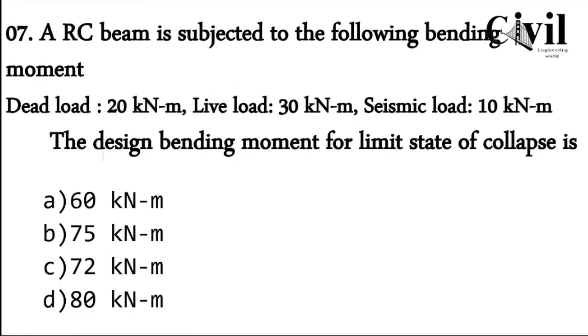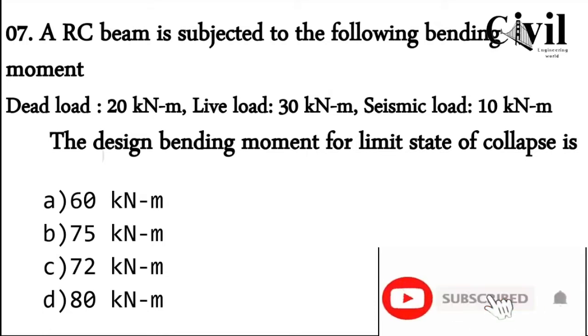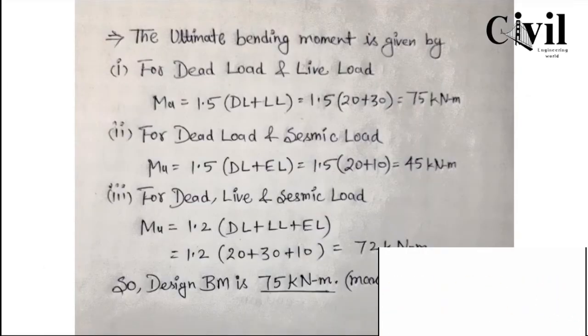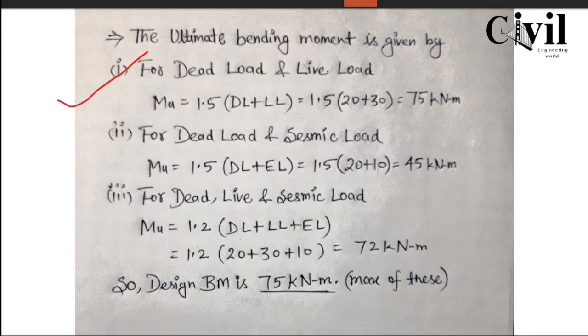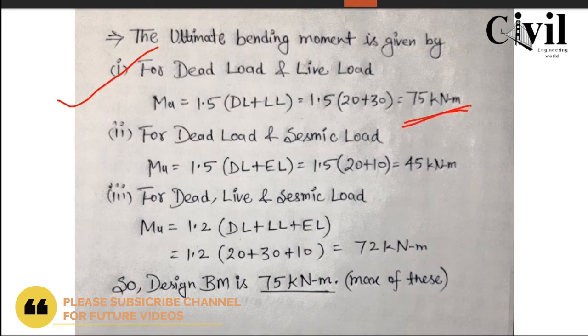So next is RC beam is subjected to the following bending moment. Dead load is given 20 kN, live load 30 kN, seismic load 10 kN, and we have to calculate the design bending moment. So for this we have to find this table and formula. For a maximum ultimate bending moment, we will use the formula 1.5 times dead load plus live load. So by putting these values, 1.5 into 20 plus 30, the answer comes as 75 kilonewton meter. So this is the ultimate bending moment.